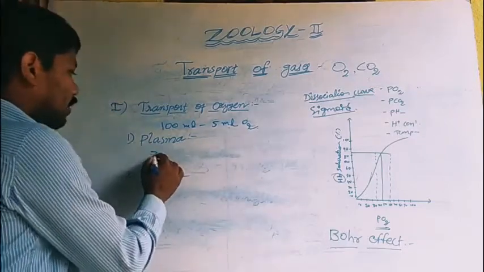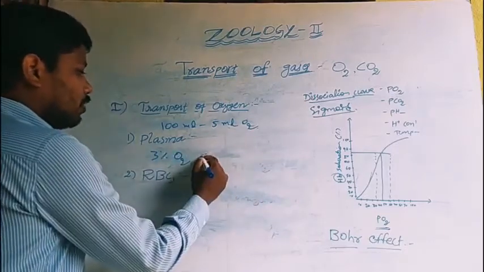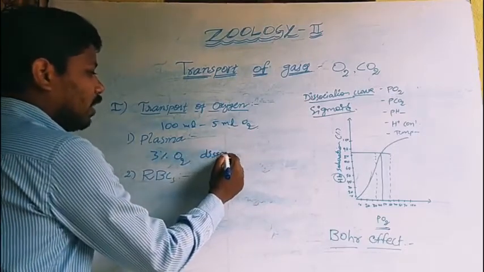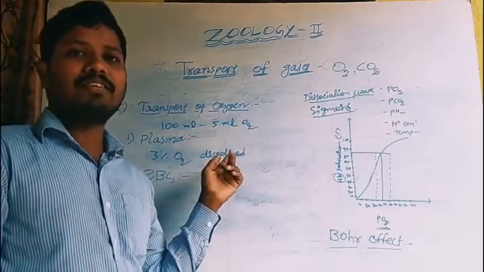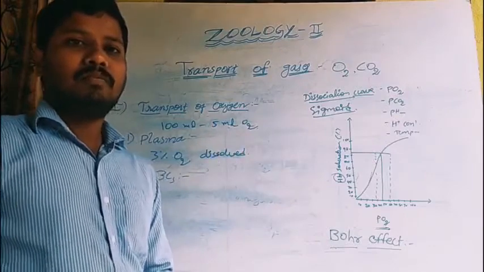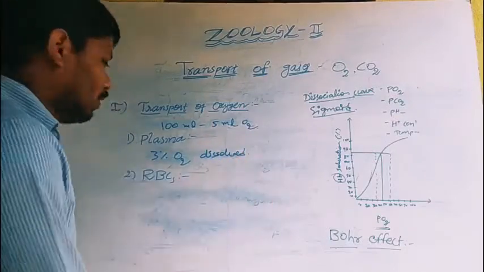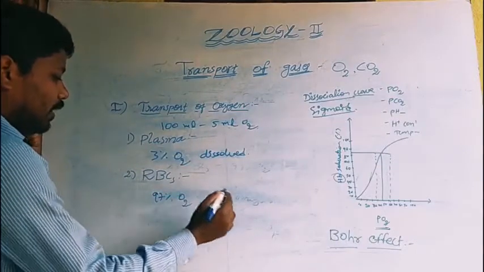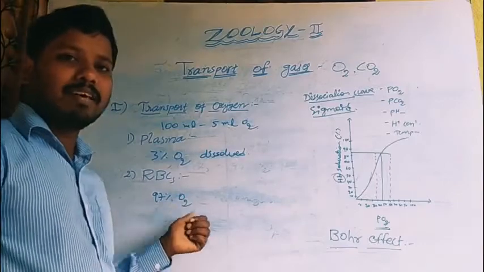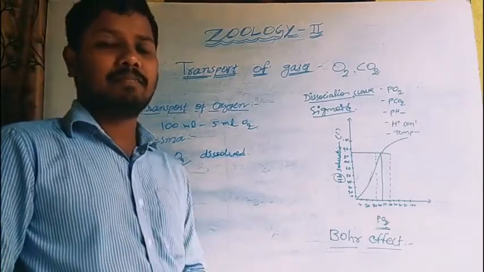About 3% of oxygen is transported through the plasma of blood in the dissolved state. The remaining 97% of oxygen is transported by the red blood cells.